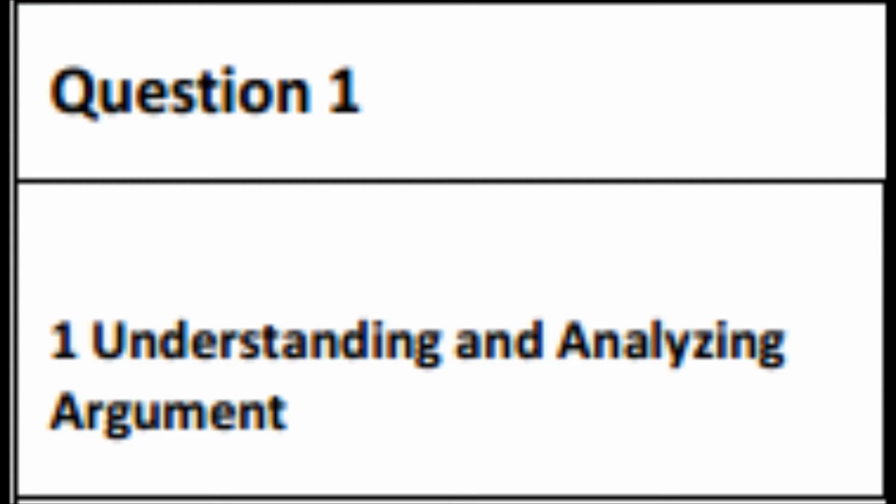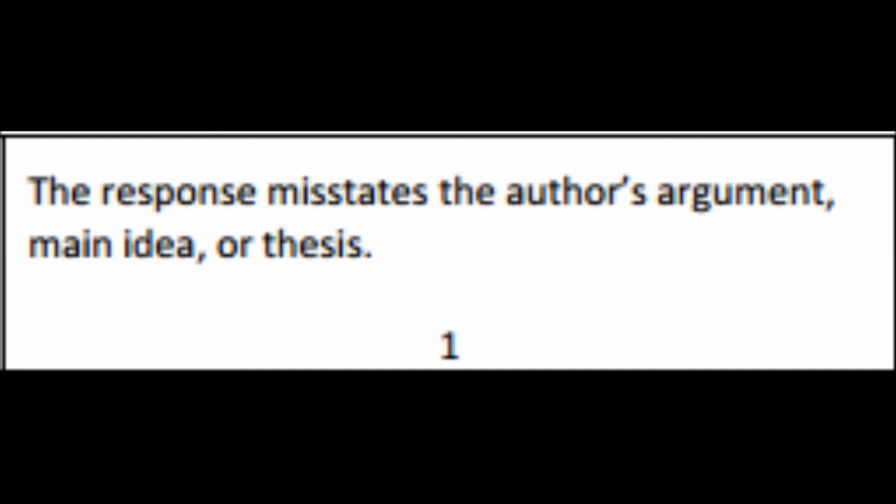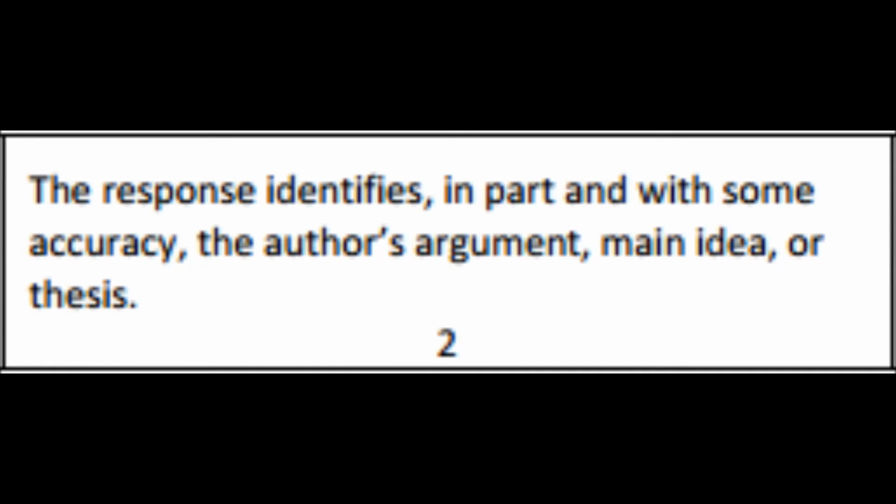Now we are going to focus on understanding and analyzing the argument in question 1. The worst score on this part of the rubric says the response misstates the author's argument, main idea, or thesis. This means that the student completely misunderstood the concept of the text. The second best score says the response identifies in part and with some accuracy the author's argument, main idea, and thesis. This means that though the student did not completely misunderstand the text, he or she still did not completely get the full idea of what was read.